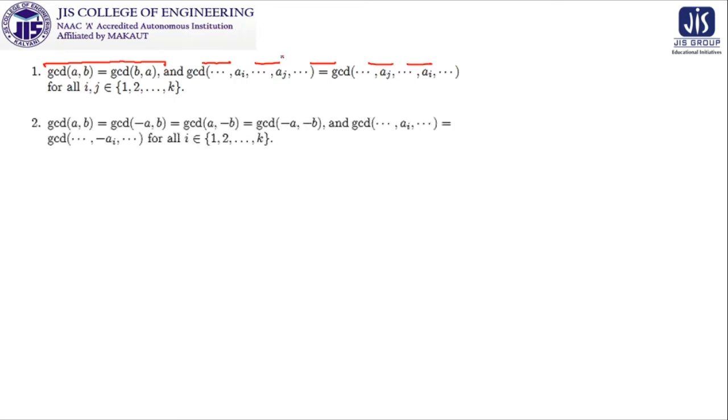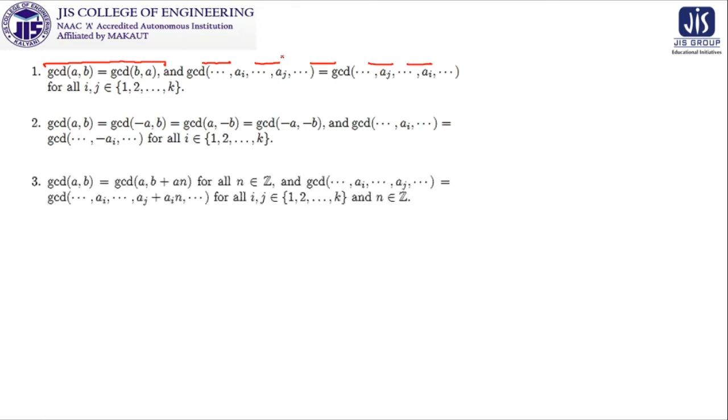The next property tells us that if we take GCD of A, B and the GCD of minus A, B, or GCD of A, minus B, or GCD of minus A, minus B, in all the cases the GCD will be the same. These are very basic properties. Please test all these properties with your own choice of numbers. The next property is very important.